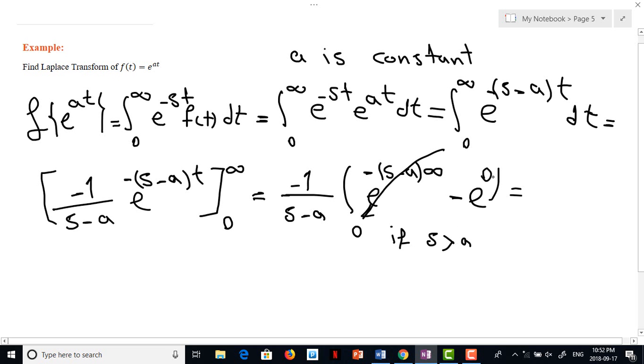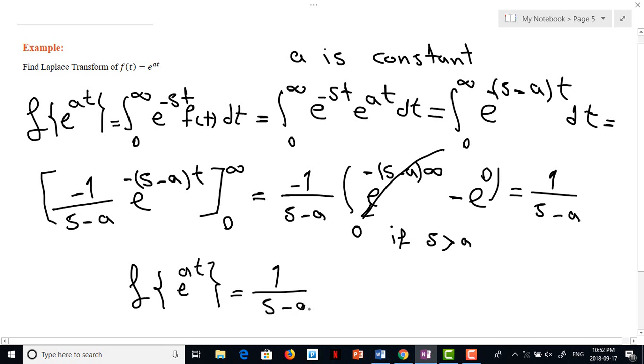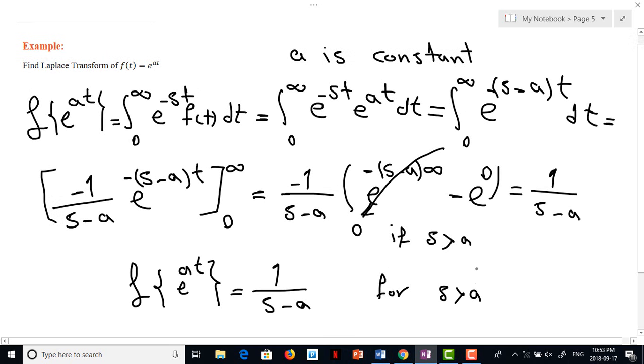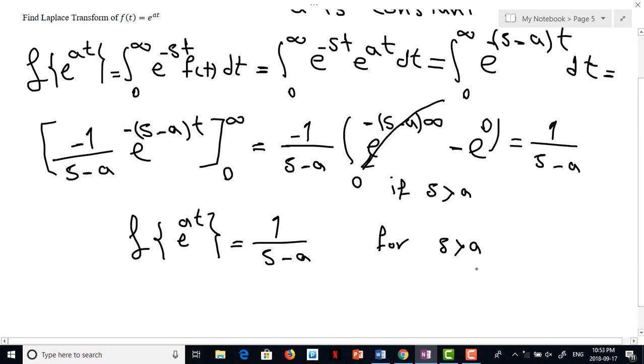And here we have e to the power of 0 is 1, minus times minus is plus, so it's 1 divided by s minus a. As a result, we can say that the Laplace transform of e to the power of at is equal to 1 divided by (s minus a) for s greater than a. For s less than a, we don't have a Laplace transform.